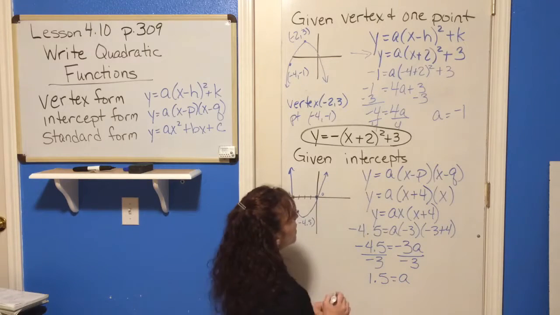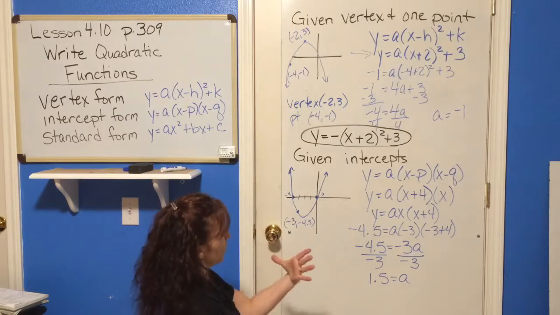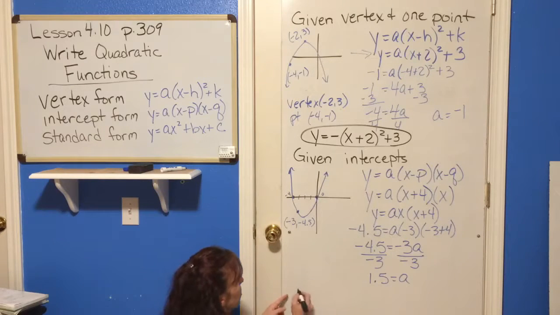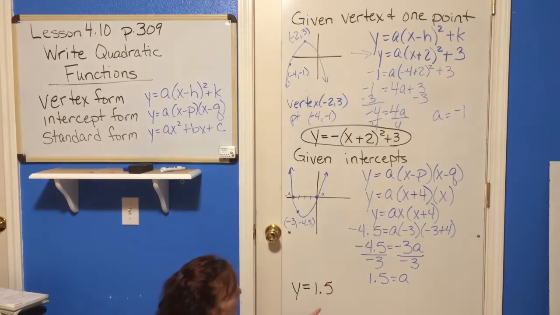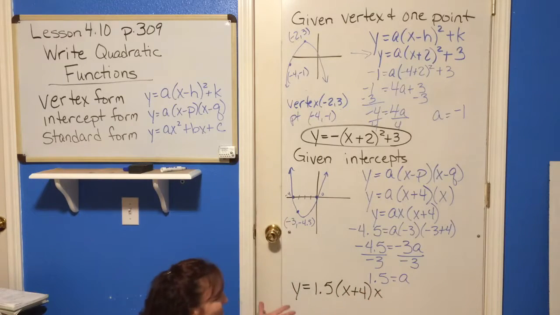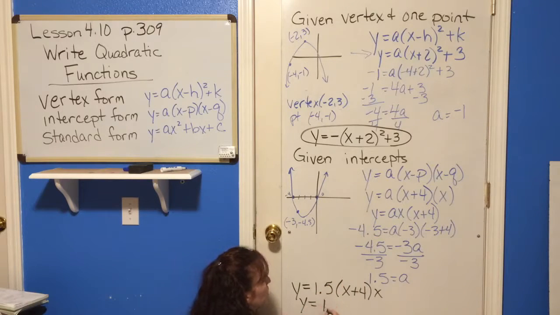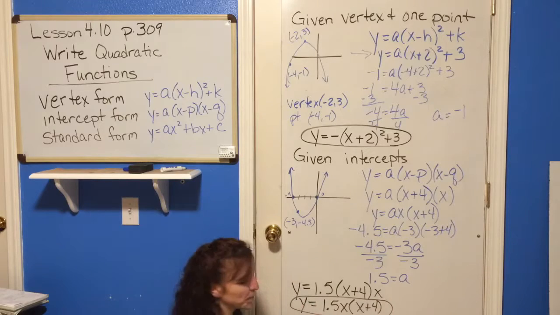So now we have a, and we have intercepts, so we can put that into our intercept form. So y equals 1.5, which is our a, times x plus 4 times x. And then to make that look nicer, put it back into this one. So y equals 1.5x times x plus 4. And that is your standard form.